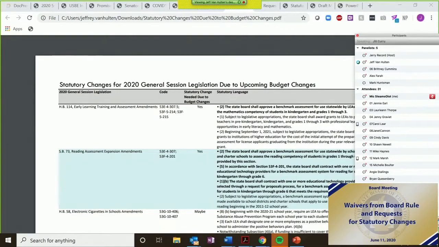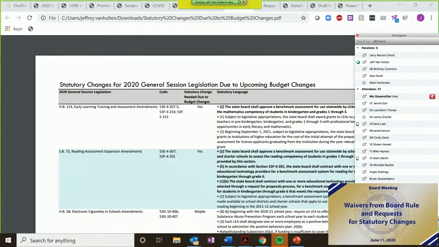So in the table that hopefully you can see on the screen, you can see that most of the bills contain language that would allow the statutory language to remain even with no appropriation. Examples of that language include "within appropriations made by the legislature" and "subject to appropriations." Two bills were identified as needing statutory changes due to not having this type of language. You can see those bills at the top of the table.